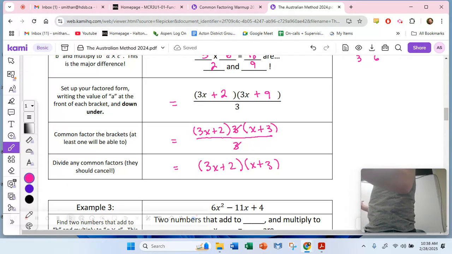I truly believe everybody can do this. It's the same algorithm every time. You play the numbers game, you find the two numbers, you set up your skeleton and stick the numbers in there, and you're almost done. Little bit of dividing, everybody can do it. I truly believe that. A second one in the books. Anything you guys want to chat about?